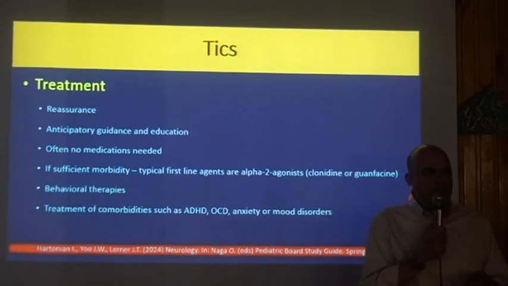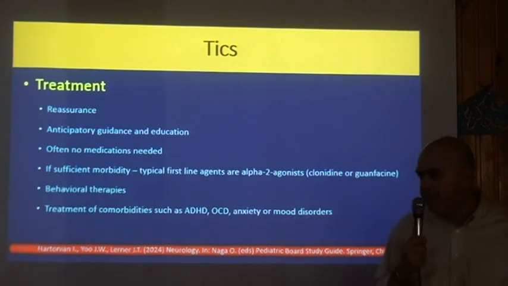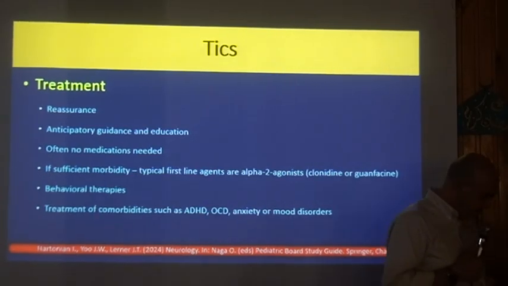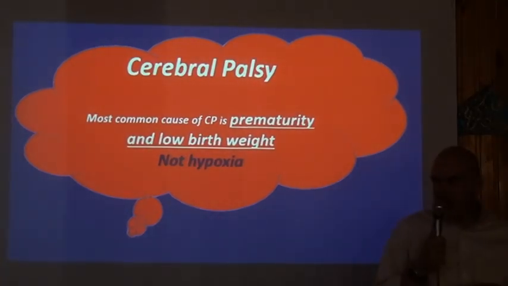So the treatment of tics in general: reassurance, and if they are complex and significant, you may use alpha-2 agonists like clonidine or guanfacine. Okay, this is the treatment available for tics. I will not go through cerebral palsy too much.